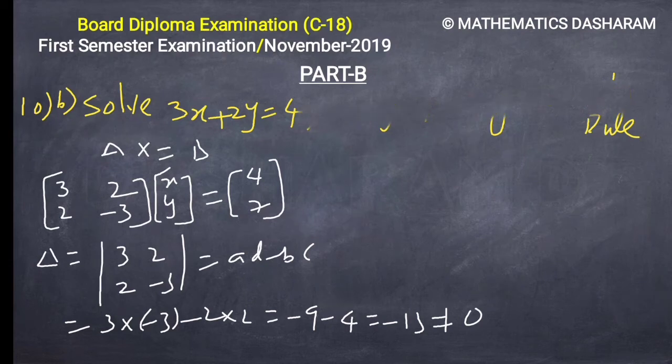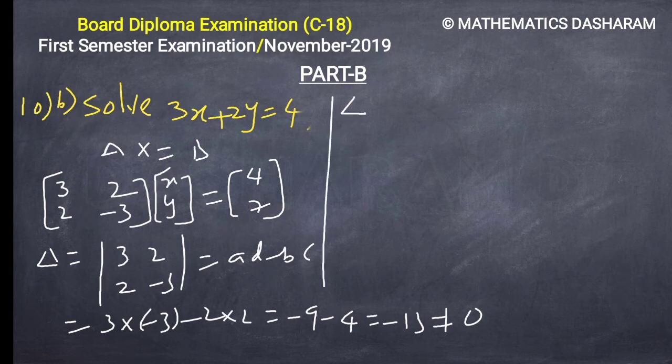So next, delta 1. Delta 1 means in the delta matrix, replace the first column with the B matrix.